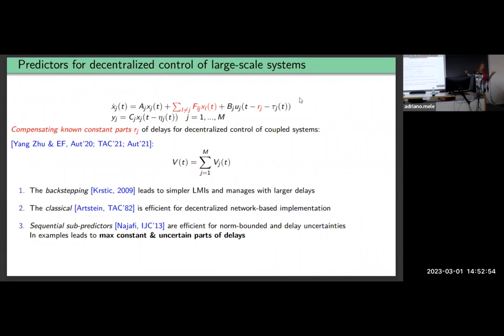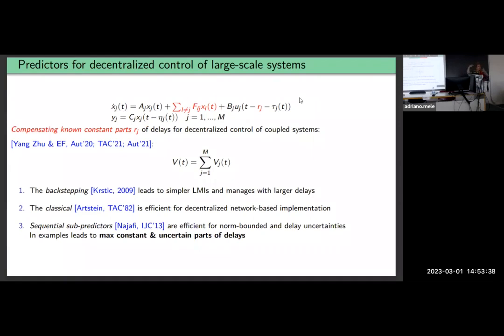And in our more recent papers with my postdoc Yang Shu, we have considered this delay compensation, it is called, or predictor methods for large-scale systems. So here we have several delays. One is constant and another is a small time-variant delay. And actually we have also considered some measurement, and here we have small delays in the measurement. And actually there are three basic predictor methods.